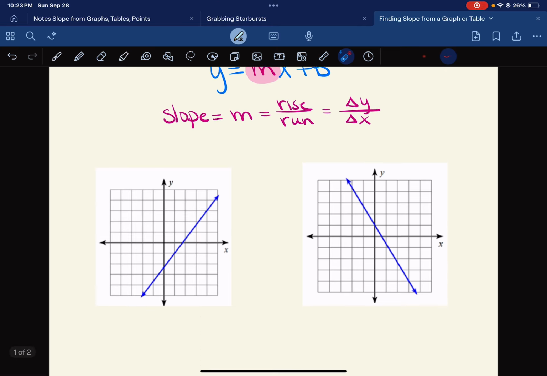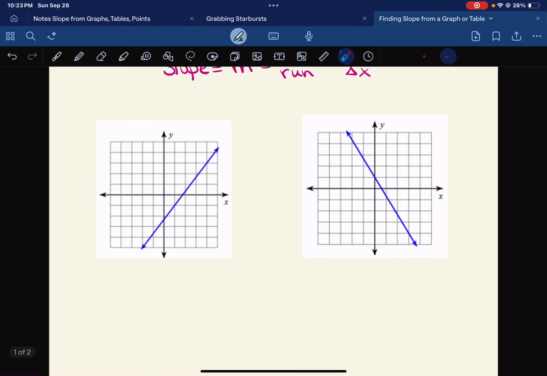So let's look at these two graphs. And our first graph, we can tell, is increasing as we move from left to right. So we know our slope is going to be a positive slope. We know our slope is positive. But we also want to know exactly what that value is.